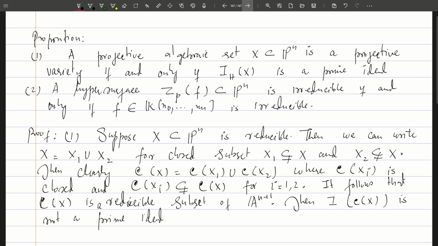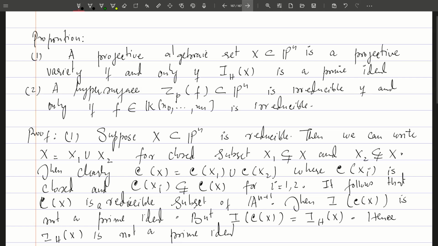So this shows that, but one can see that the ideal of the cone of X is the same as the homogeneous ideal of X. Hence the homogeneous ideal I of X is not a prime ideal. So this proves one direction.